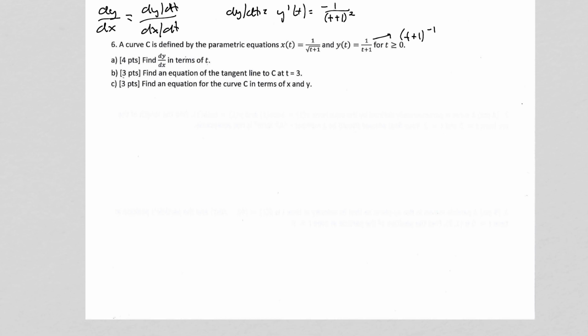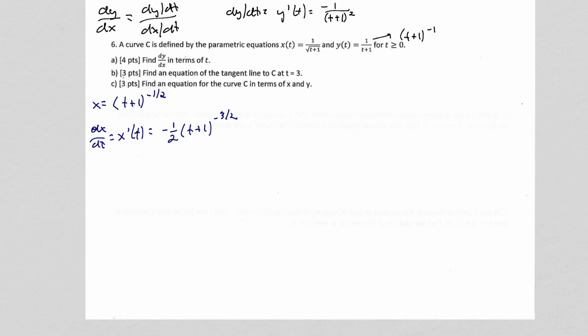Then I'll go ahead and do dx dt in blue. Dx over dt is equal to, again, a little bit of chain rule. Actually, what I'm going to do is rewrite x using negative fractional powers. X is t plus 1 to the negative 1/2. So when I do my power rule on that, dx over dt, which would be x prime of t, is going to be negative 1/2 times t plus 1 to the negative 3/2.